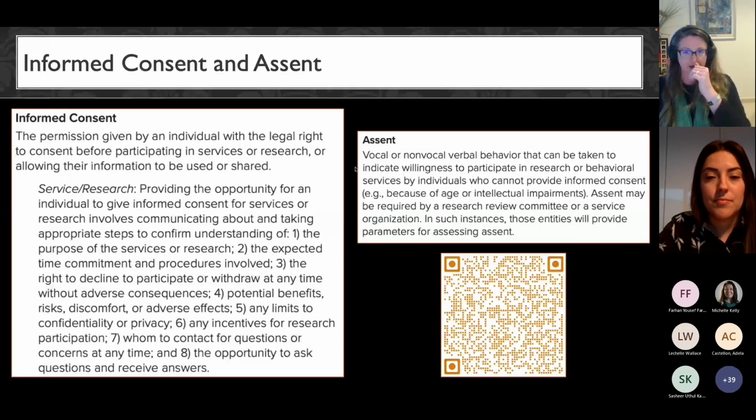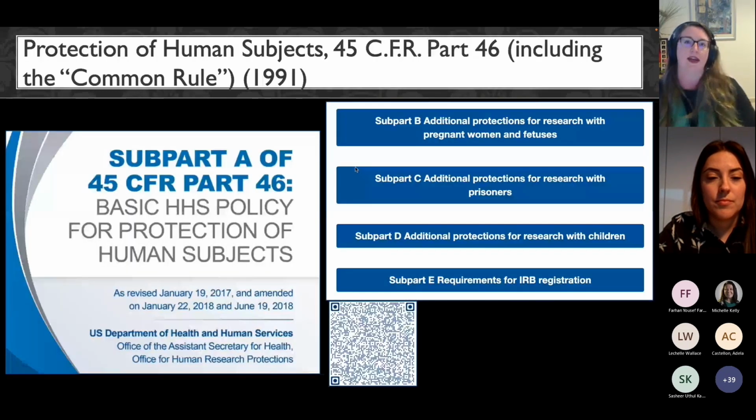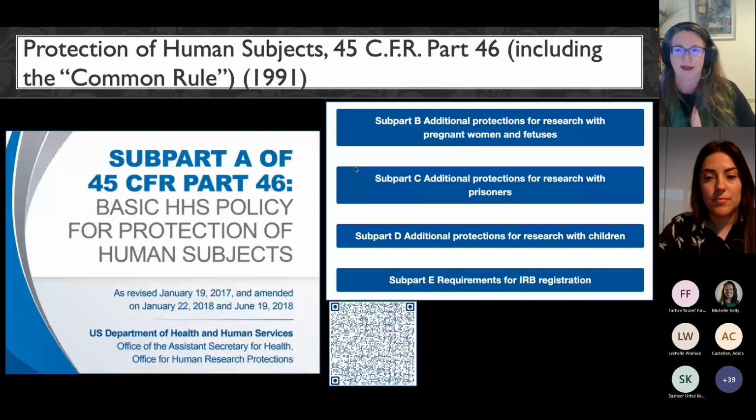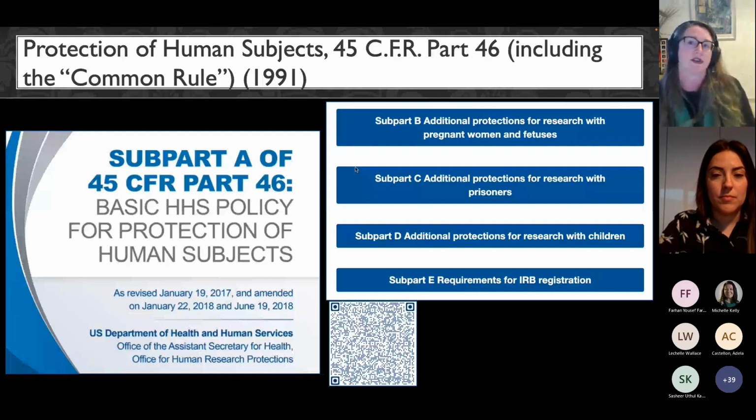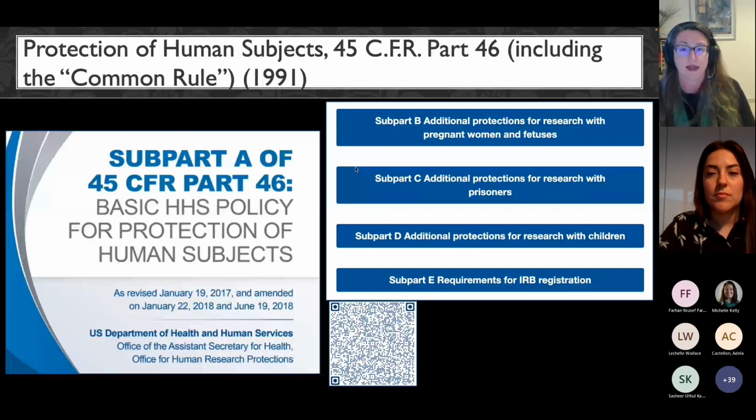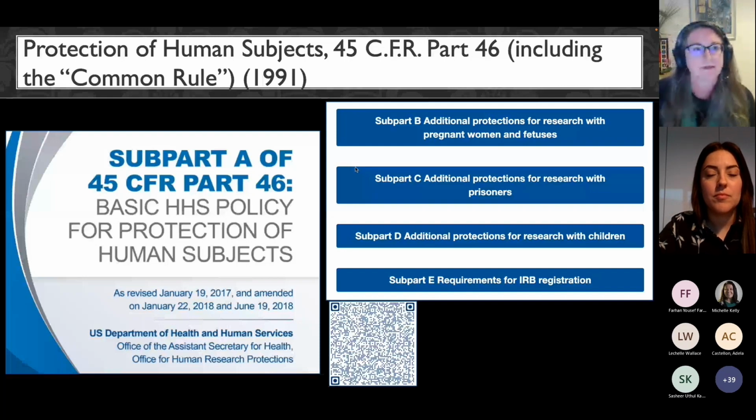Another document to go back to is the protection of human subjects. This is often called the Common Rule. Any federally funded or overseen research in the U.S. has to abide by this part of the Federal Code of Regulations. You may not have to follow it, but it has good guidance for how to develop informed consent processes and assent processes.